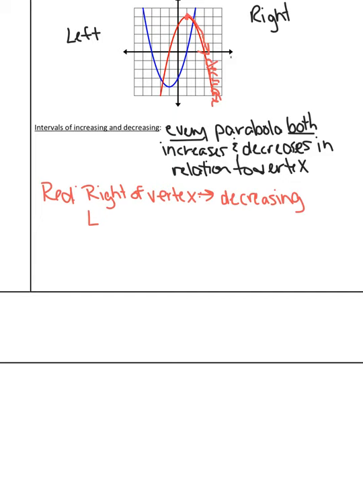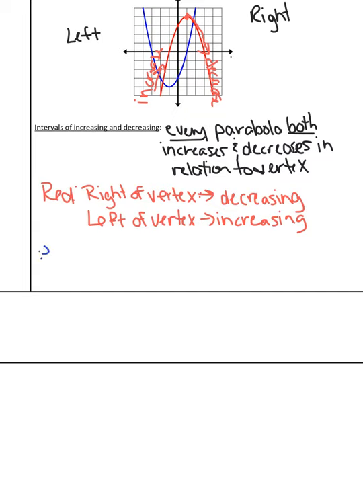To the left of the vertex, if we're on the left of the vertex, we're not to the vertex yet. So that means that we would be increasing. I'm going to write it on the parabola too. If we're on this side, that means we're going up towards the vertex. So that means it's increasing. So the red one, to the right of the vertex, we're decreasing. To the left of the vertex, we're increasing. That's a parabola that's going down.